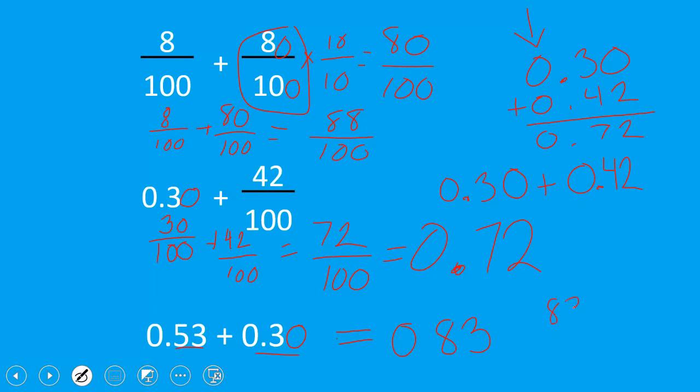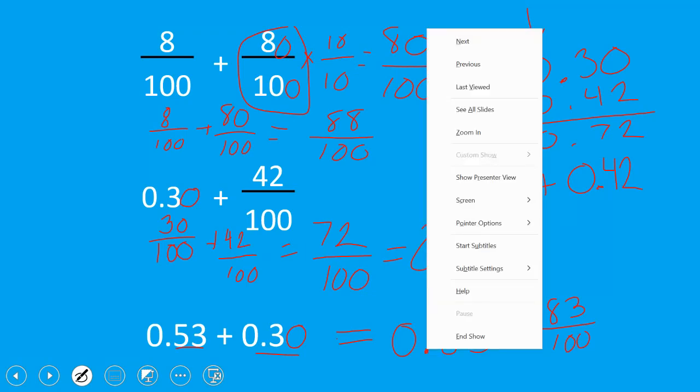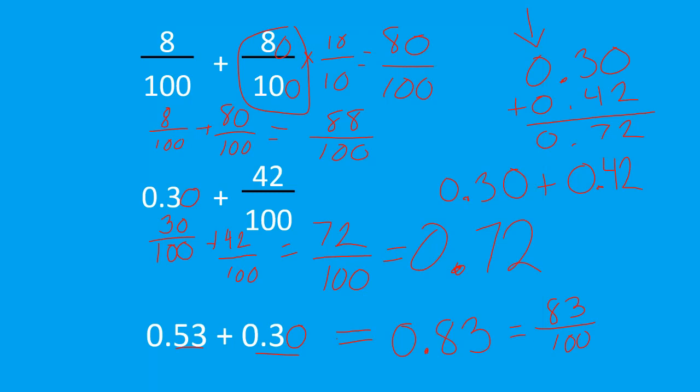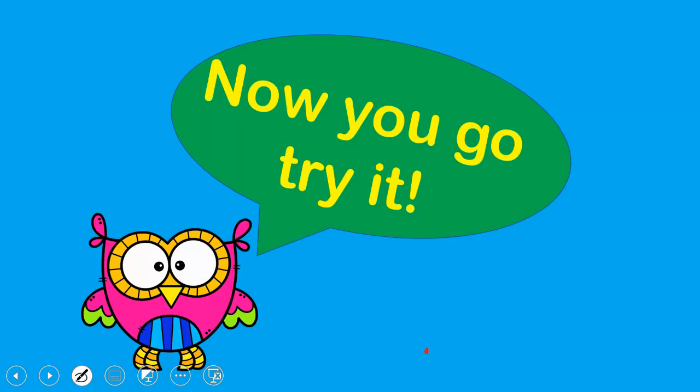As a fraction, that would look like this. They are the same amount. Where do my decimal point keep going? There we go. All right, and that's it. There's some work for you to try this week. Give this a try, and if you are confused or need help, please let me know, and I will be happy to help you. So go try it.